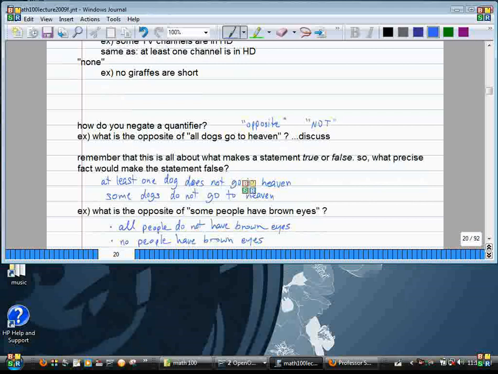And notice that in this case you couldn't say not some people have brown eyes. We don't have that in language. Okay. All people do not have brown eyes.